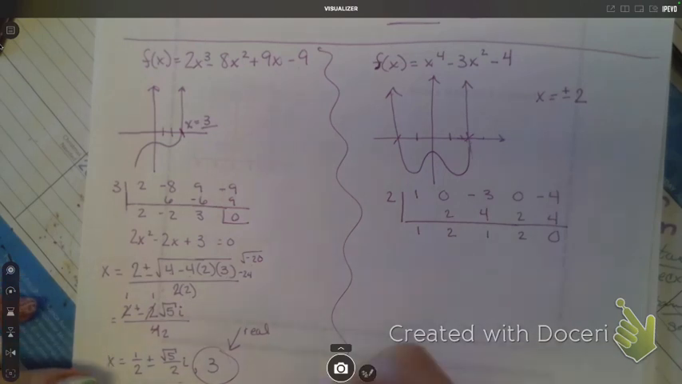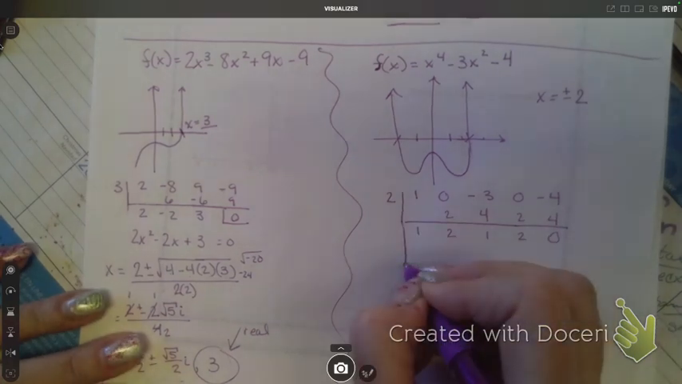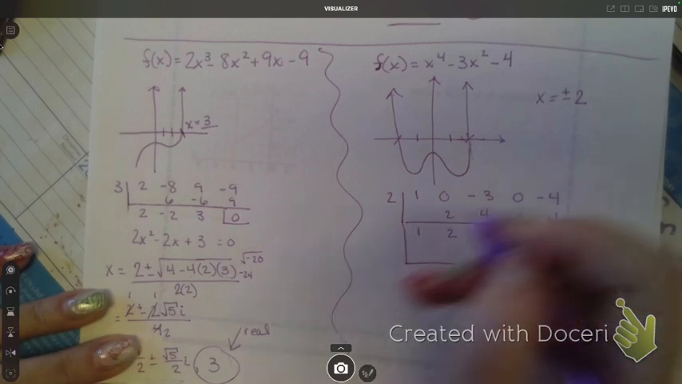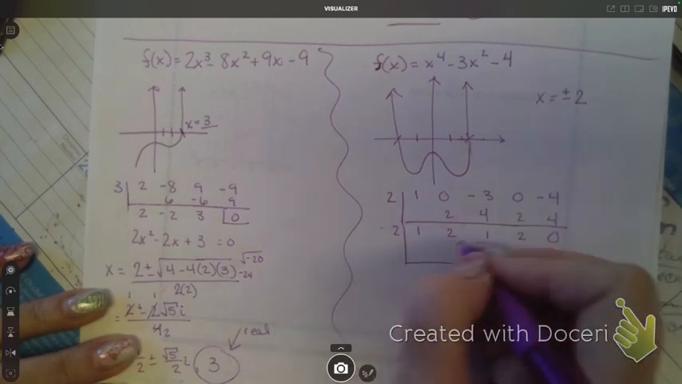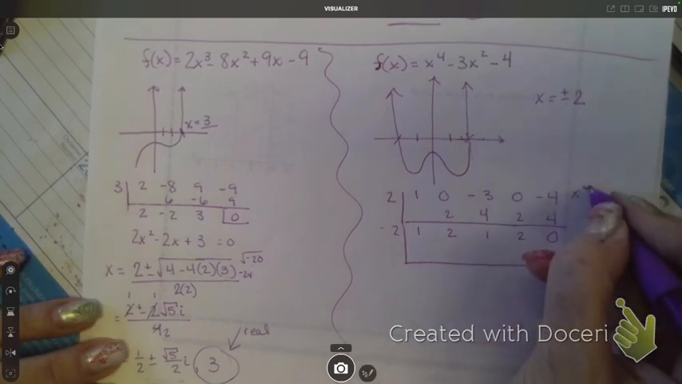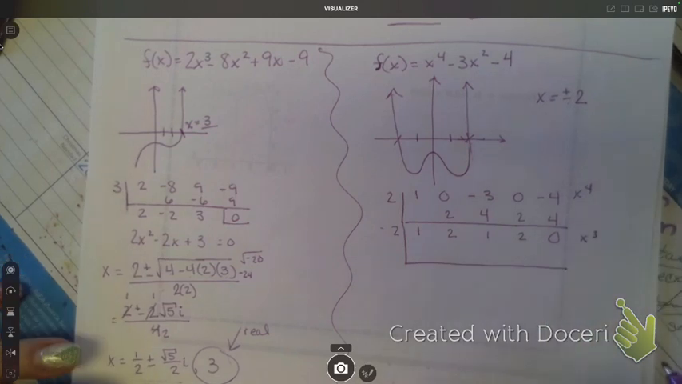Better get 0, right? So now I have to divide by the negative 2. Because right here we have x to the 4th, here we have x cubed. Our goal is to get down to x squared, right? Then we can do the quadratic formula or factor. So that's our goal.